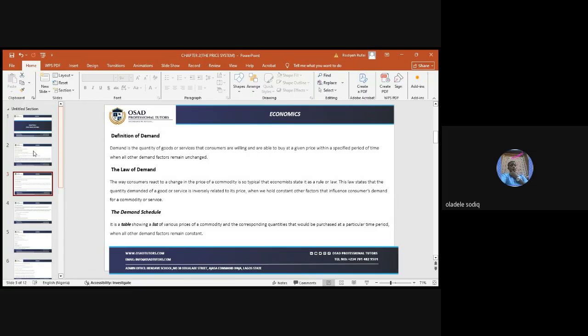Demand is the quantity of goods or services that consumers are what? Are willing and that are able to buy at a given price within a specified period of time, when other demand factors remain unchanged.